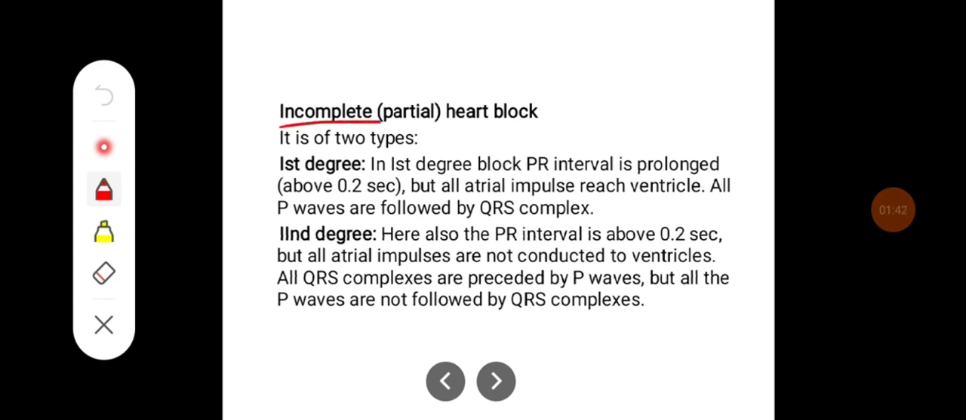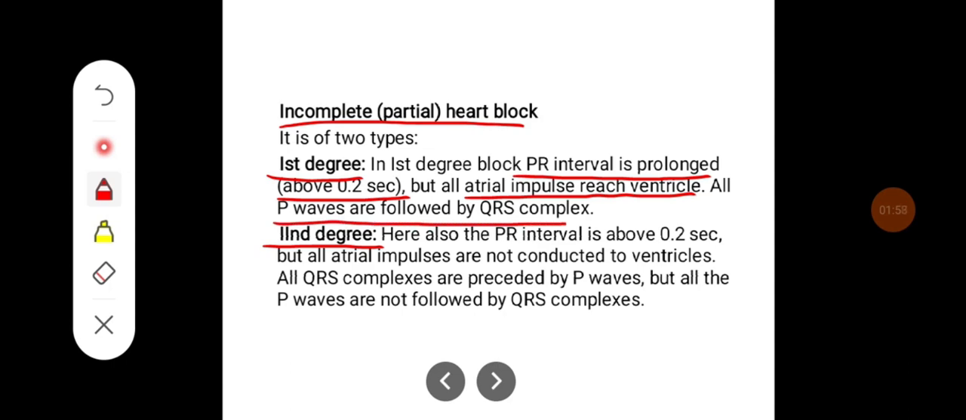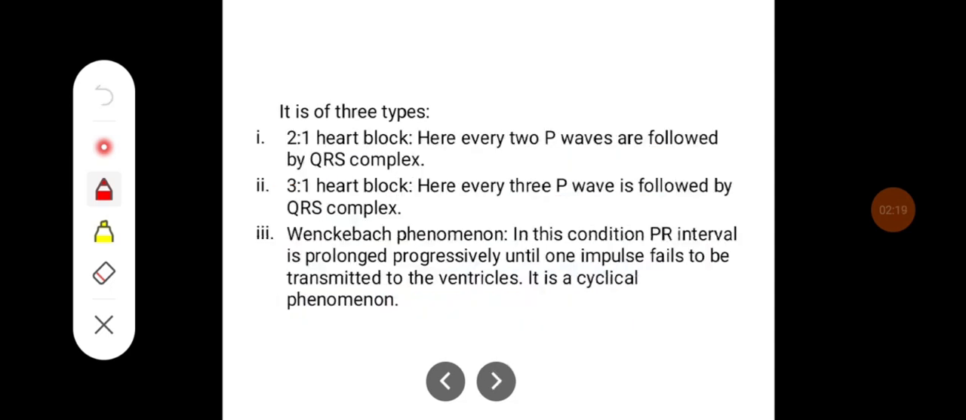Incomplete heart block is of two types, first degree heart block and second degree heart block. In first degree heart block, the PR interval is prolonged, about 0.2 seconds, but all atrial impulses reach the ventricle. All P waves are followed by a QRS complex. In second degree heart block, there is also a prolonged PR interval above 0.2 second, but all atrial impulses are not conducted to the ventricles.